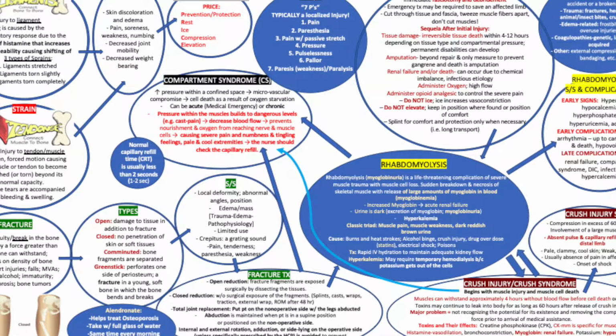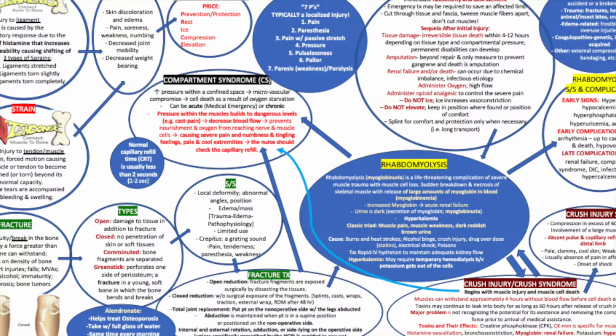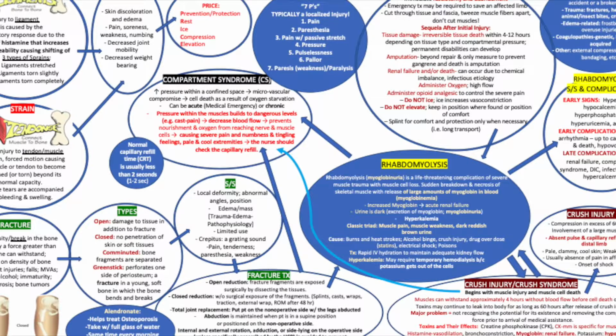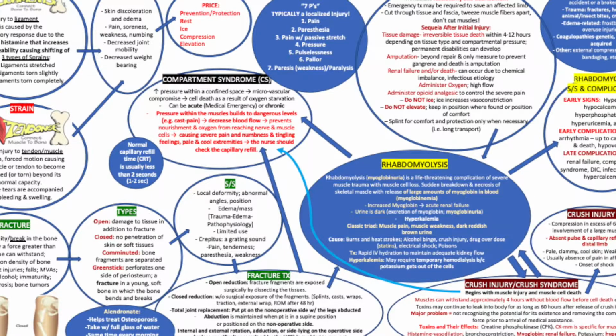With the myoglobin, you'll probably have acute renal failure. Your urine will be dark because of the excretion of myoglobin, so you'll have myoglobinuria. You can have hyperkalemia, and there's a classic triad of rhabdomyolysis, which is muscle pain, muscle weakness, and dark reddish-brown urine. The cause of this could be burns and heat stroke, alcohol binge, a crush injury, which I will talk about in just a minute, a drug overdose with statins, electrical shock, and poisons.